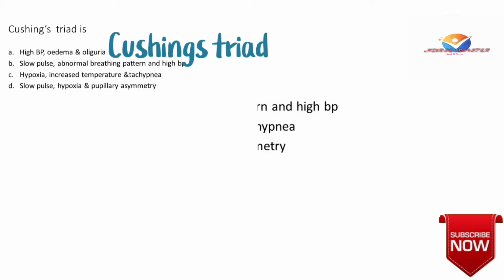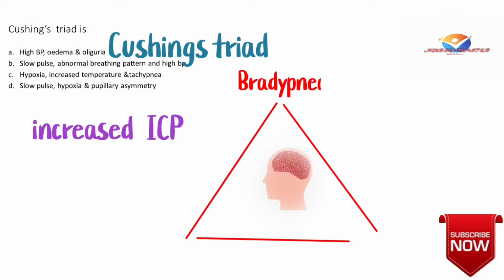Cushing's triad refers to a set of signs that are indication of increased intracranial pressure. It consists of bradypnea, bradycardia and hypertension.